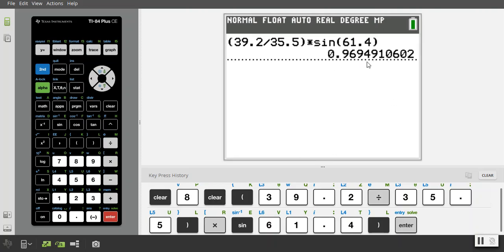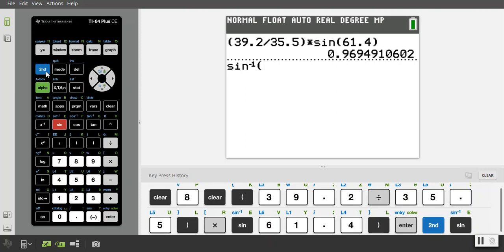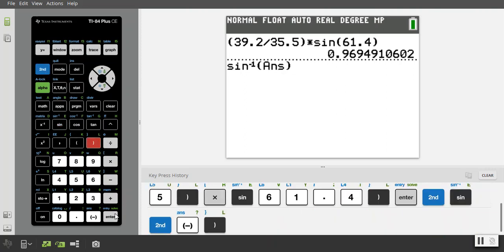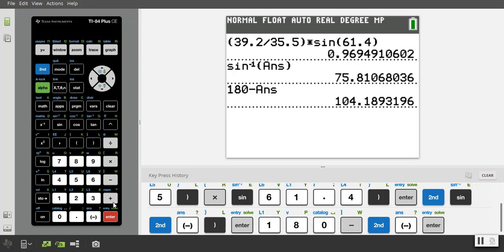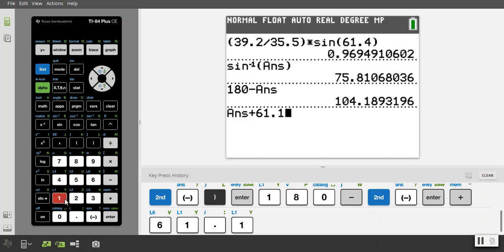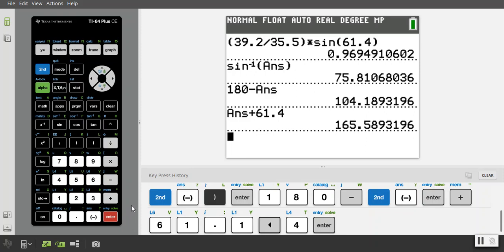Now that value is positive, and if we take the inverse of this answer, you're going to get 75.8. Now notice that if you look for the other angle, 180 minus that, and then you add that to the known angle of 61.4 degrees, you're going to get that that's less than 180. So what that means is that we actually have two triangles.